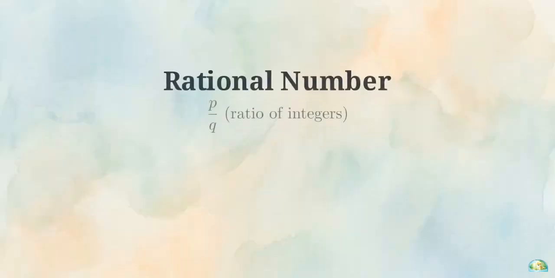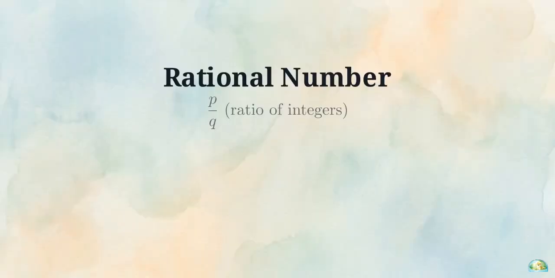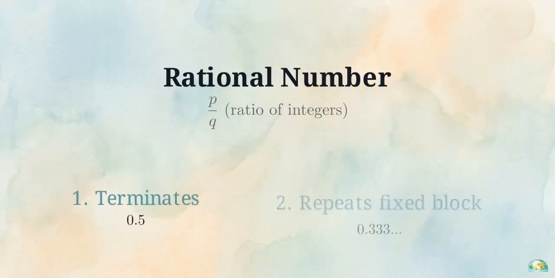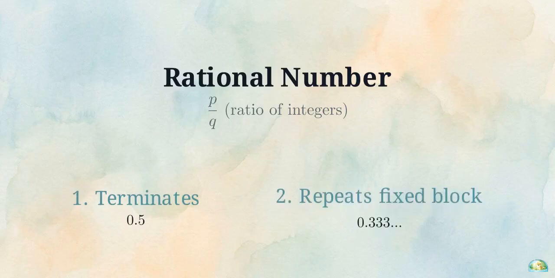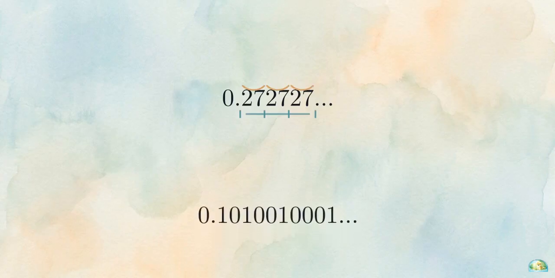A rational number is defined as a ratio of integers. Its decimal form must do one of two things. It either comes to a definitive end, or it settles into a block that repeats forever. Take the decimal 0.2727. Because the digits 2 and 7 repeat in a fixed block, it meets the requirement for a rational number.